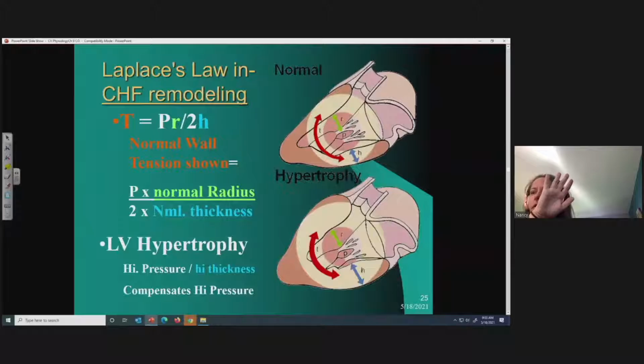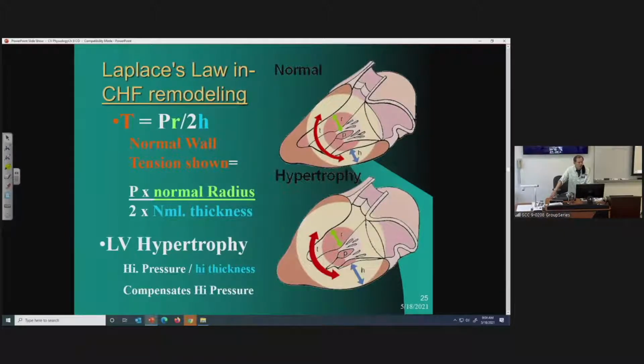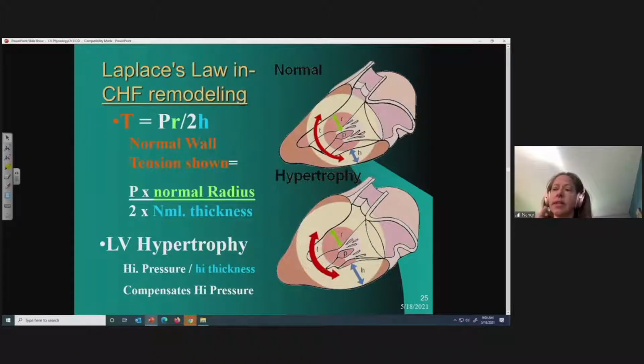Darren? Oh, go ahead. Did I just hear you say that you can remodel the backwards way from left ventricular hypertrophy? Sure. If you take the pressure away, it can go back to normal, you bet. And that's why they say diet and exercise?